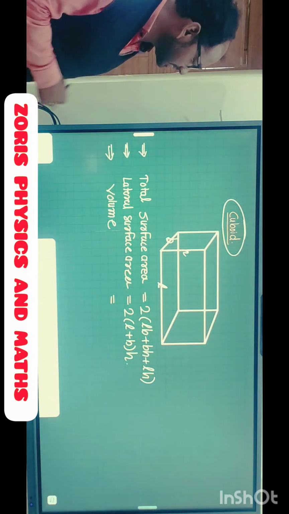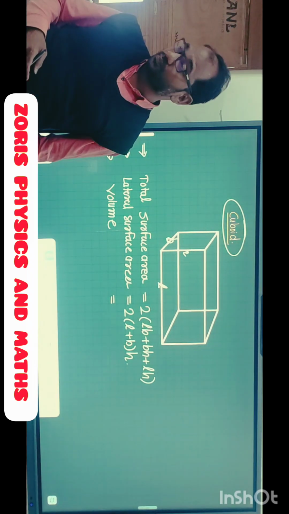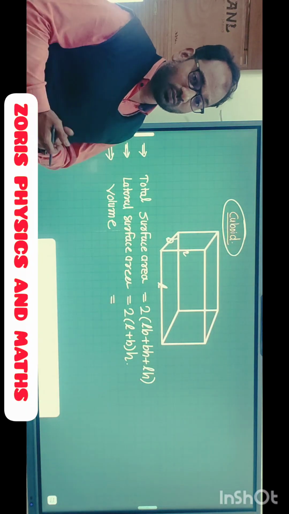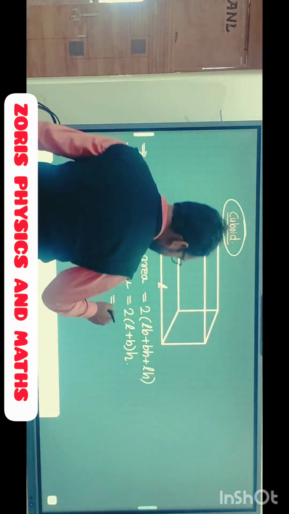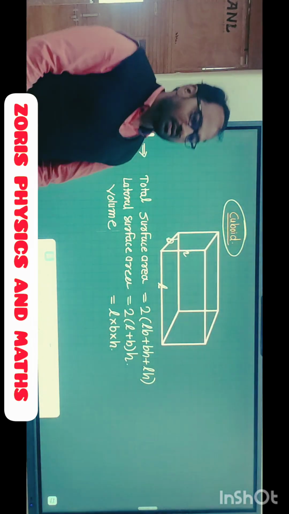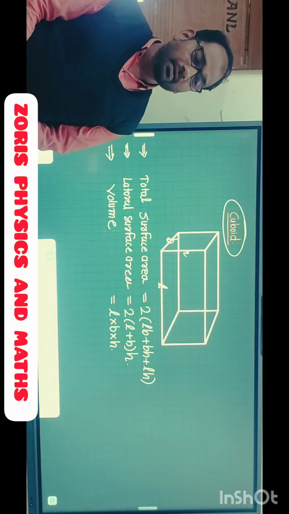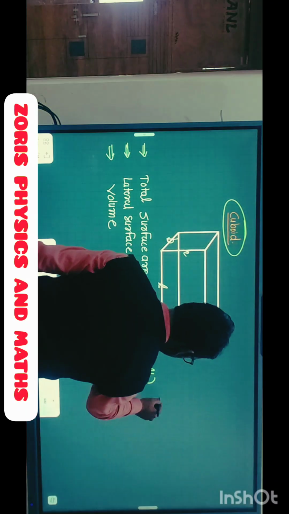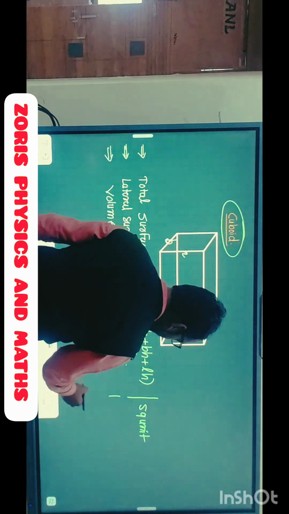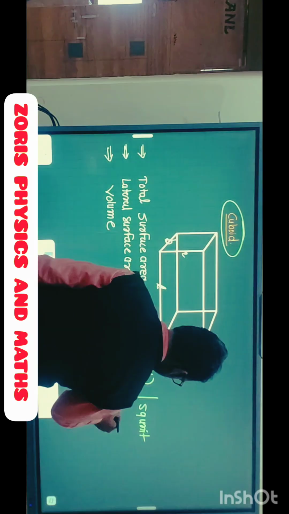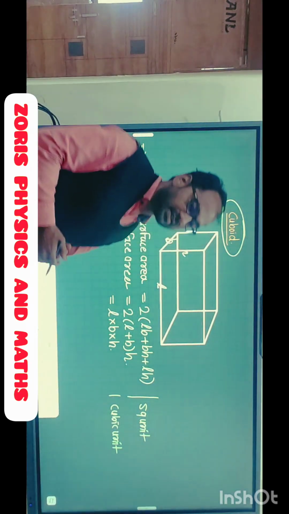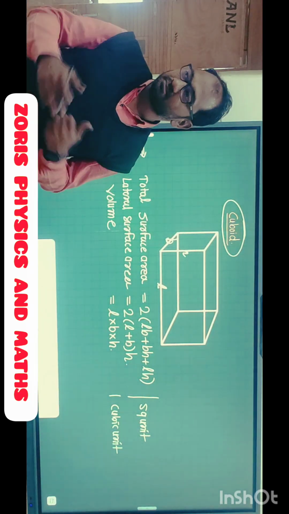Alright. After that, the important one, that is the volume. Volume is the space occupied by the cuboid, and that is given by the formula L into B into H. Most important thing, when we are measuring the area, we have to use square units here, and while measuring the volume, we have to use cubic units. Alright, so this is cuboid.